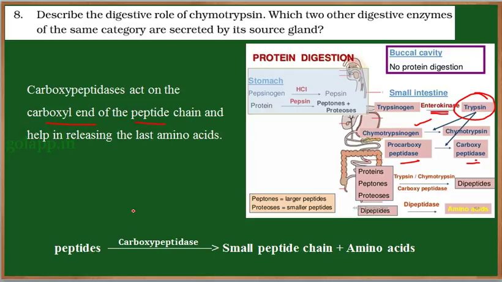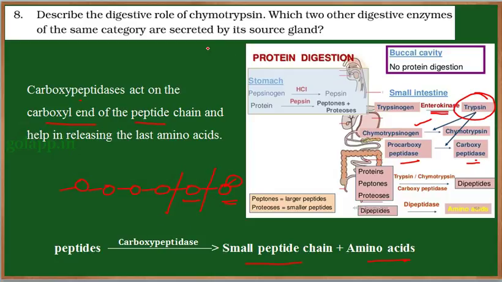Every protein has two ends. One is the amino end, the other is the carboxyl end. If this is the peptide, and here is the amino terminal, and here is the carboxyl terminal, the carboxypeptidase identifies the carboxyl end and starts acting upon the amino acid present near the carboxyl end. It breaks this peptide bond and releases the amino acid. So the peptide becomes shorter by one amino acid. A small peptide chain remains and one amino acid from the carboxyl terminal is released. Again it breaks the next amino acid and this process goes on.